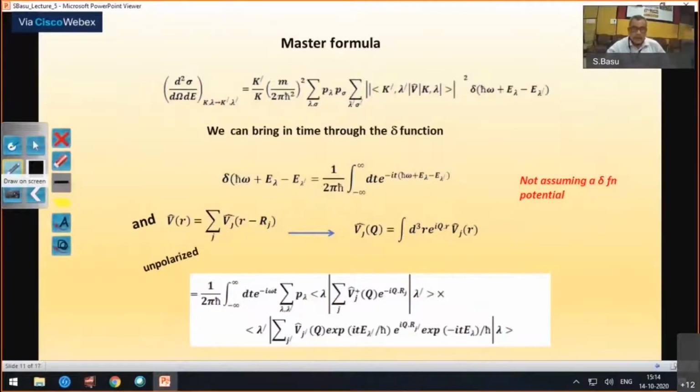I show you again. This is my master formula. This is the delta function. I am deviating slightly from the assumption that V of r is a delta function. I take a general form of V of r and I introduce the Fourier transform of this V of r.